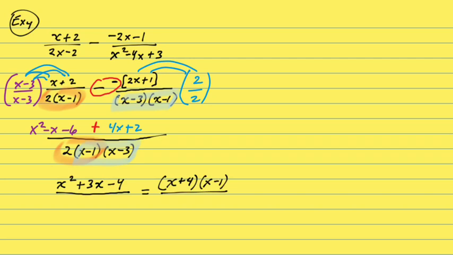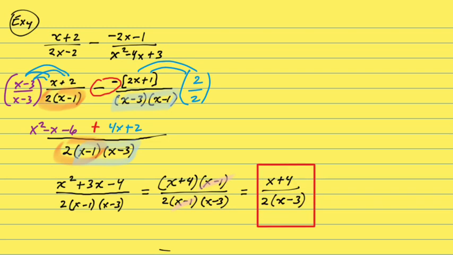How about over here on the bottom? We have a 2, an x minus 1, and an x minus 3. Will anything divide out to simplify? I believe the x minus 1's could cancel, right? So let's see if I can do this with the highlighter. The x minus 1 will cancel with the x minus 1. And my final result is x plus 4 over 2 times x minus 3. Hopefully you see the same result in the textbook up on the screen.